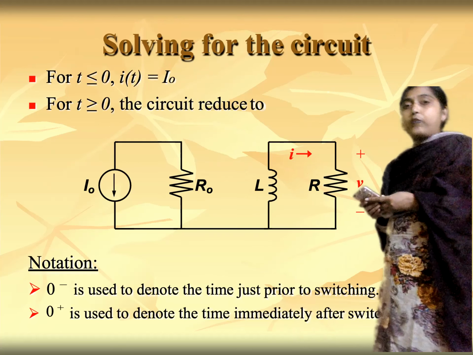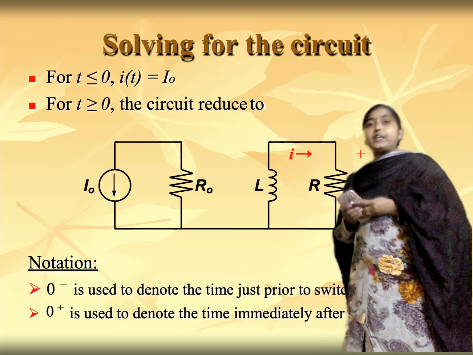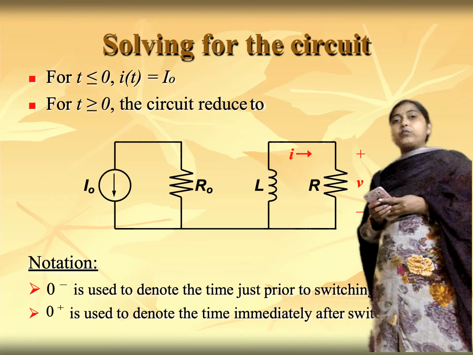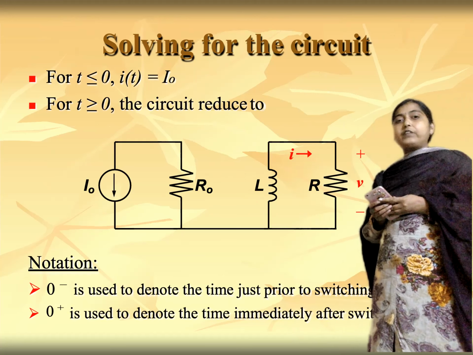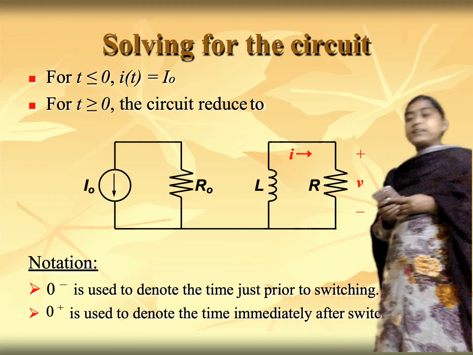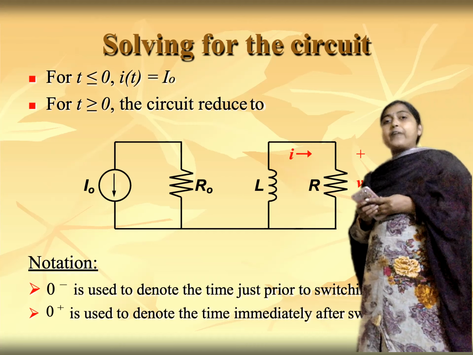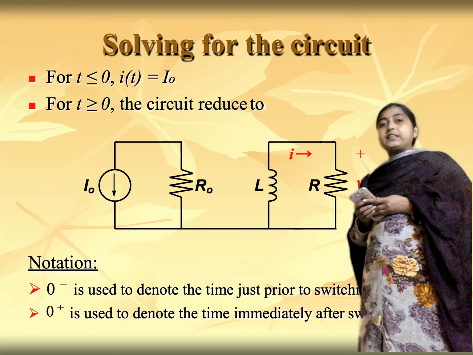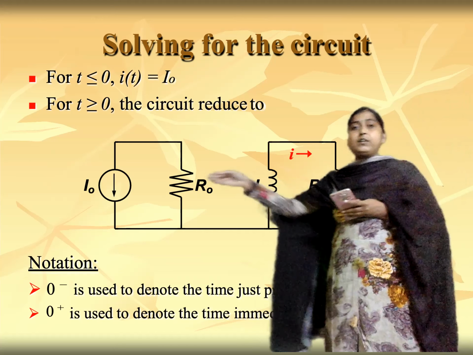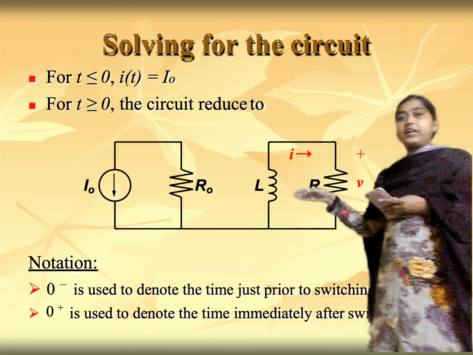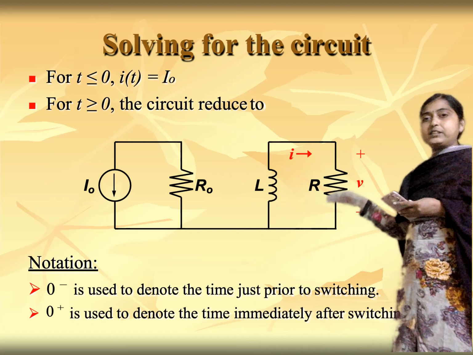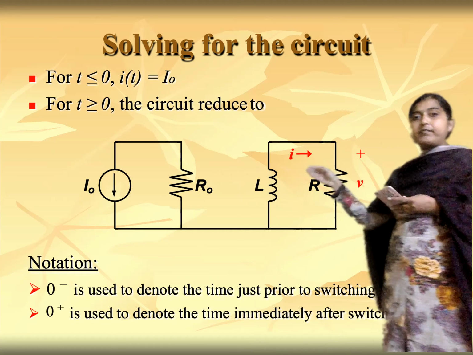So how do we solve this circuit? Now we have a condition. For t less than or equal to 0, I of t is equal to I0. Let us consider the initial current through the circuit is I0, which is given here. Then we have R0, then we have an inductor, then we have a resistor. The voltage across that is V, and then I.